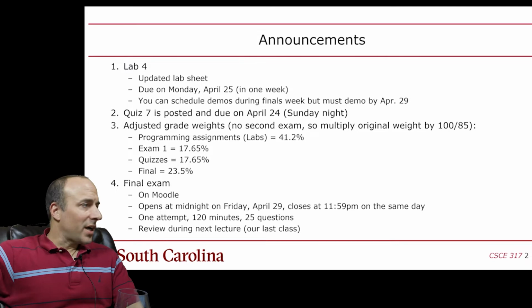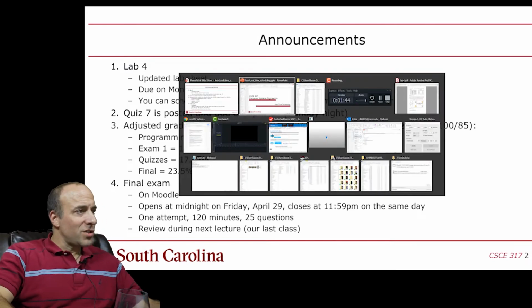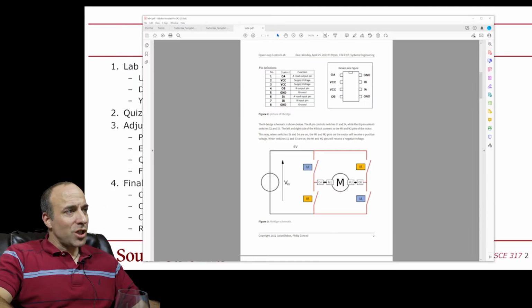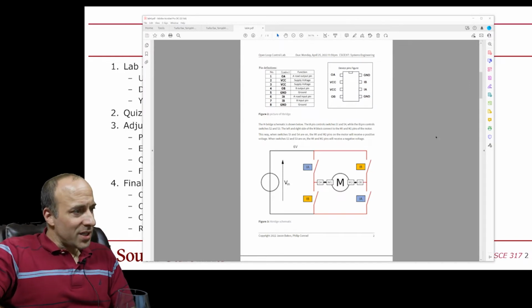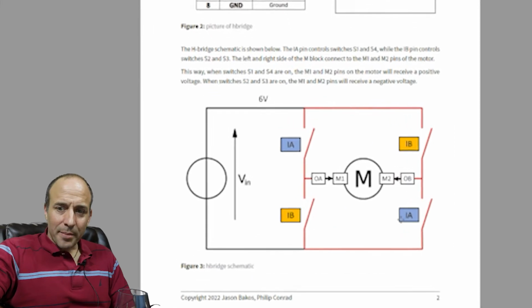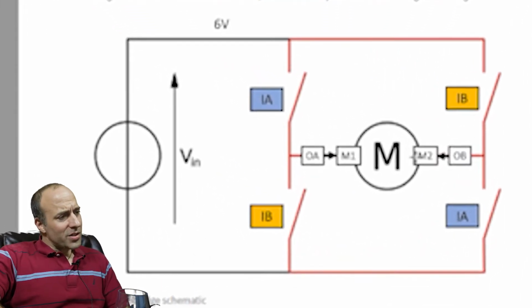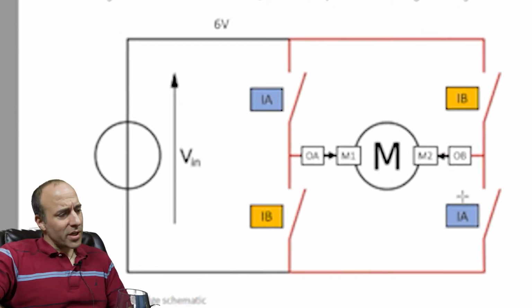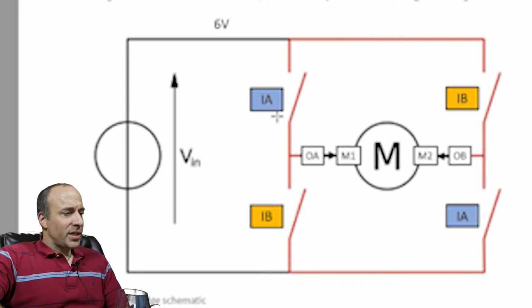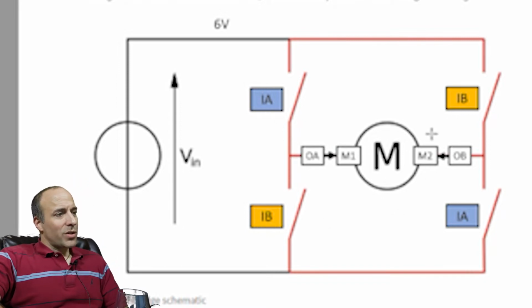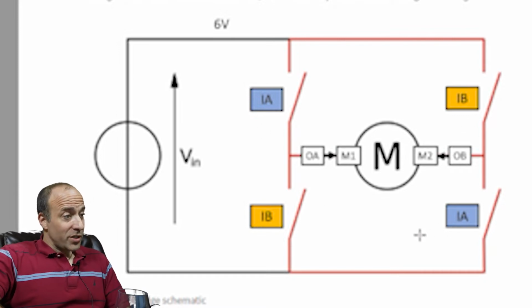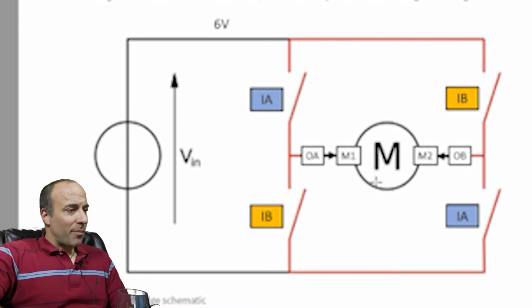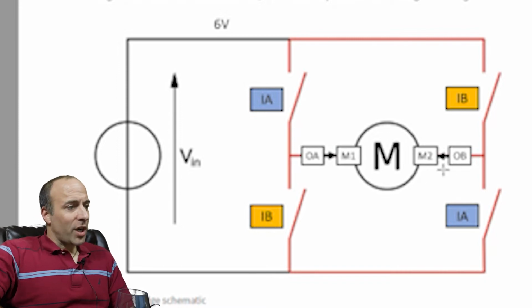Now I made some small changes to the lab sheet, nothing major, but I updated this H-bridge schematic diagram so we could relate it to the parts that we're using. So specifically, I added IA and IB, which are the two inputs to the H-bridge. I labeled those on these 4 switches. And then OA and OB, which are the outputs of the H-bridge, and M1 and M2, which are the inputs of the motor, are labeled here.